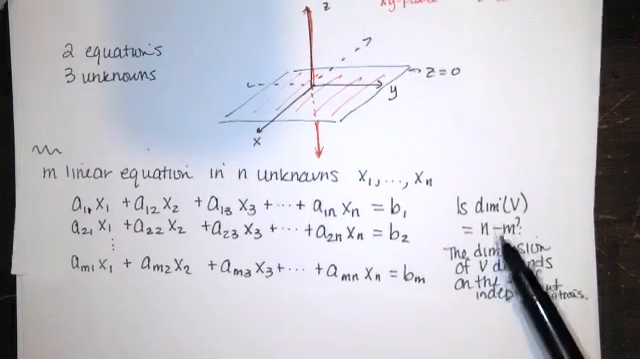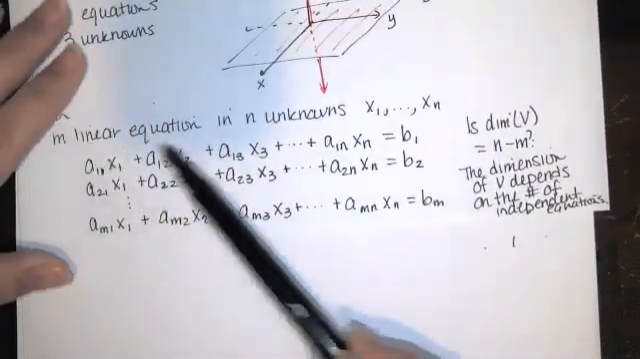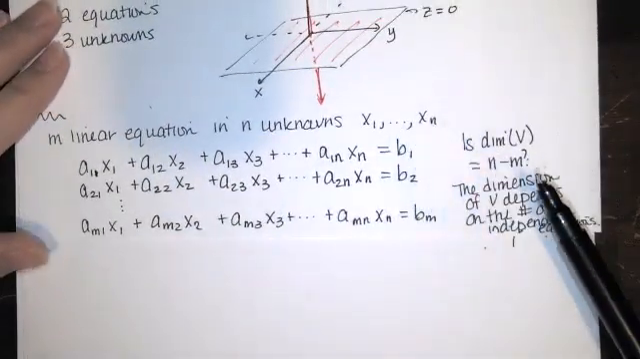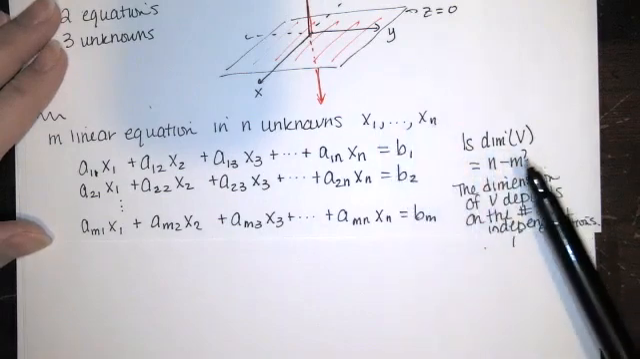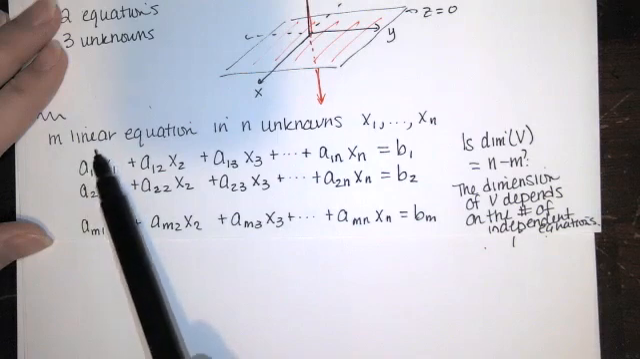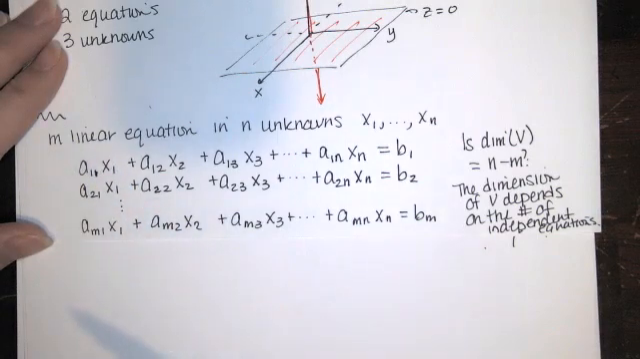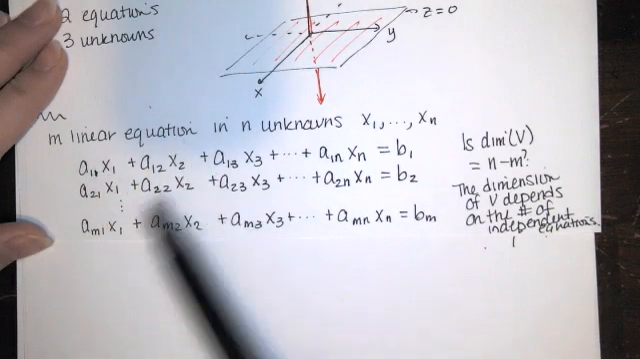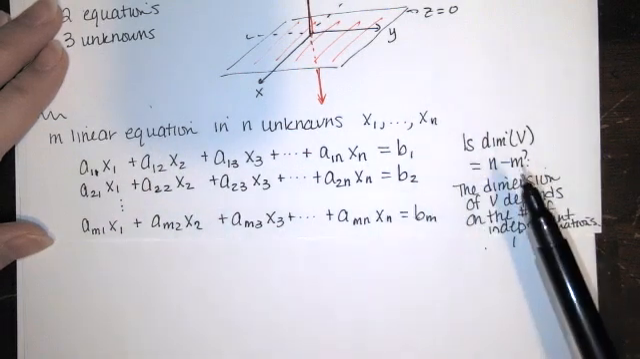So the dimension here for m linear equations and n unknowns isn't n minus m unless those are m independent linear equations. But if any of them are dependent, we're not going to get this.